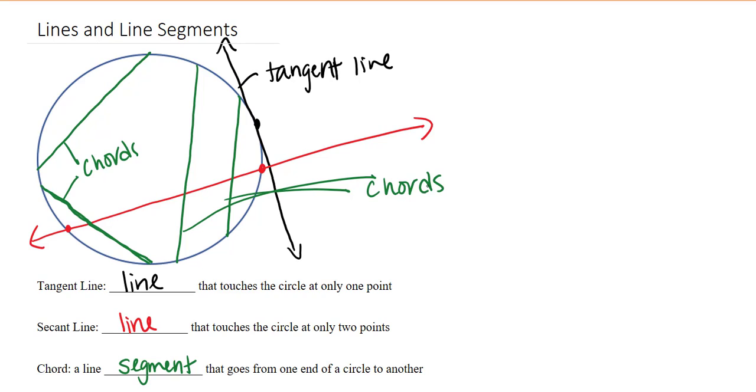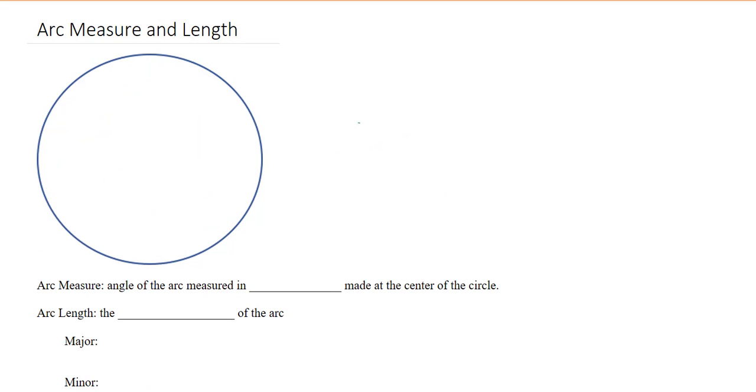Now let's talk about arc measure and arc length. So the arc measure is the angle of the arc measured in degrees. It can also be radians, but for this video and for this course, we're going to talk about it in terms of degrees, and it's made at the center of the circle. So let's go ahead and put some points on this circle to help clarify.